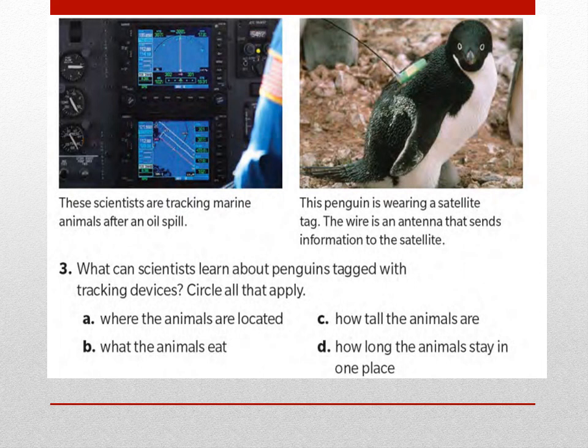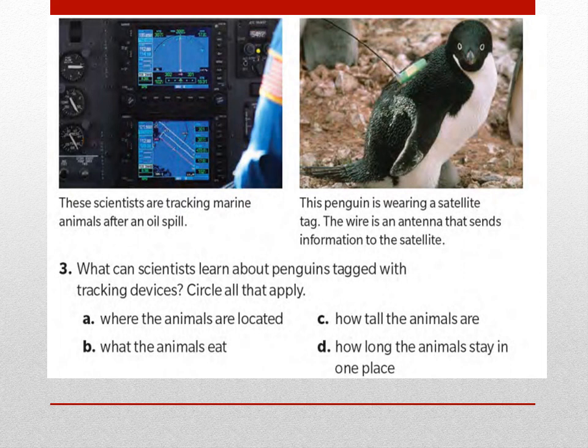Look at the third picture. These scientists are tracking marine animals after an oil spill. The question is, why might scientists track animals after an oil spill? Yes, to make sure the animals survive. Now let's move to the last picture, picture number 4. This penguin is wearing a satellite tag. The wire is an antenna that sends information to the satellite.